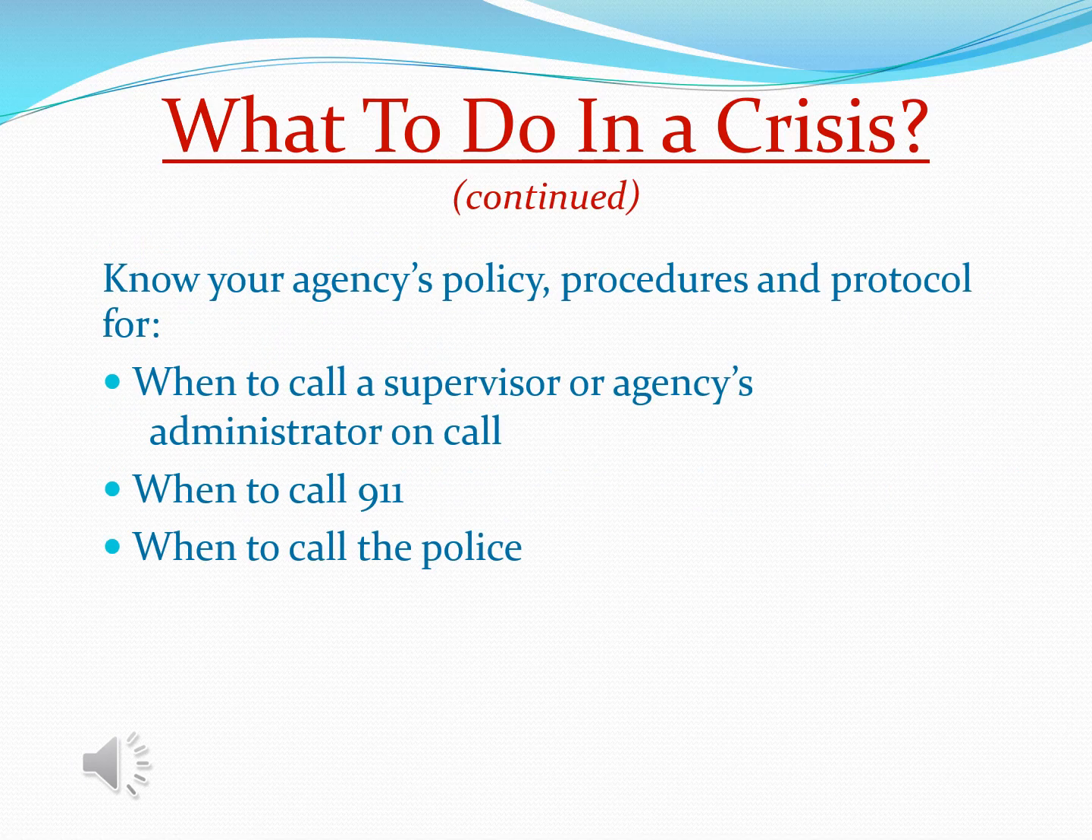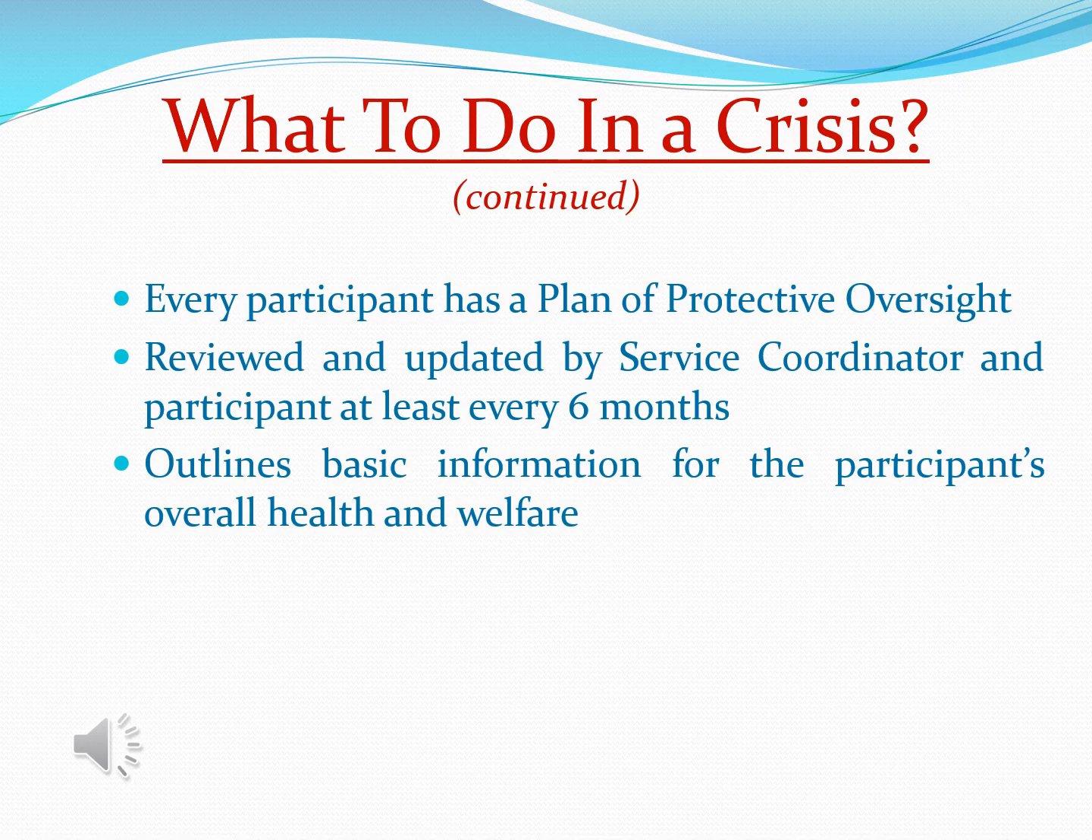What to do in a crisis, continued. Know your agency's policy, procedures and protocol for when to call a supervisor or agency's administrator on call, when to call 911, and when to call the police. Every participant has a plan of protective oversight, reviewed and updated by the service coordinator and participant at least every 6 months. It outlines basic information for the participant's overall health and welfare.